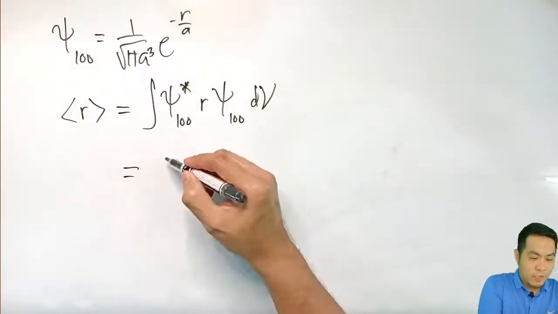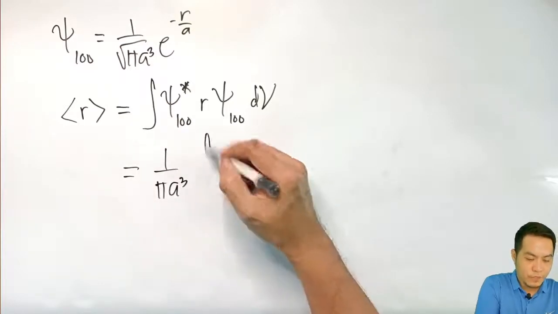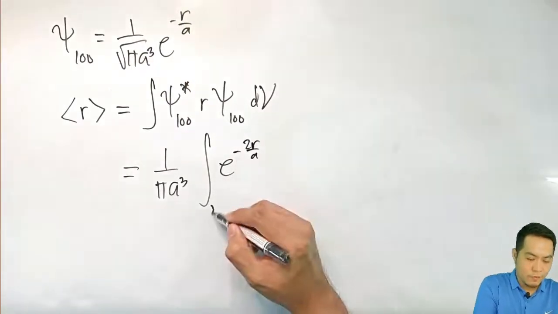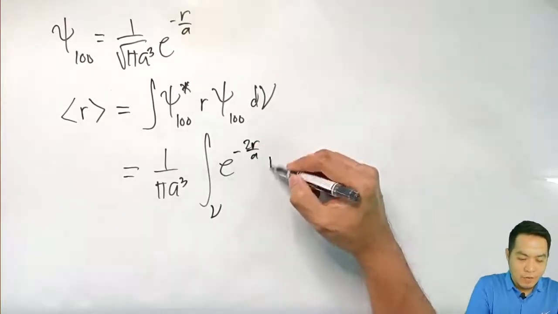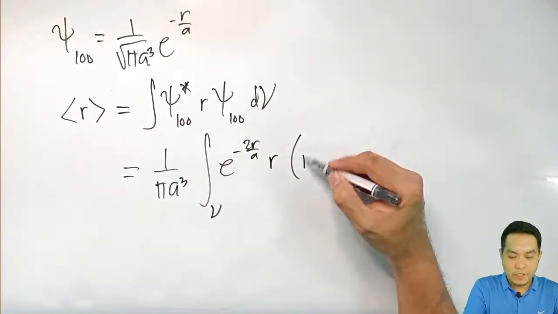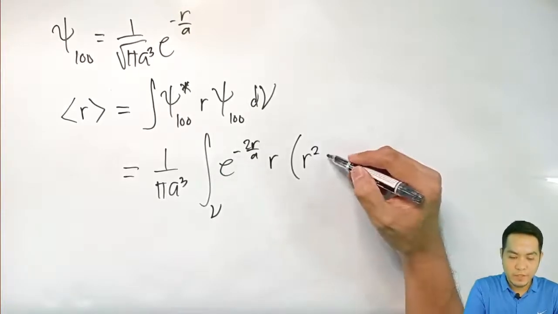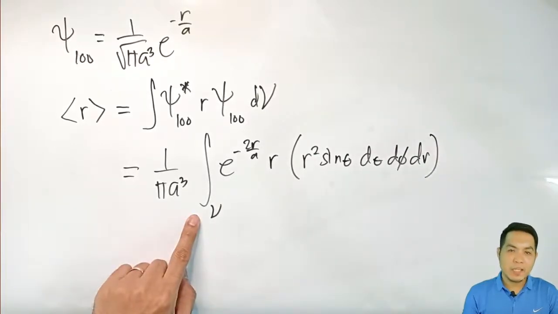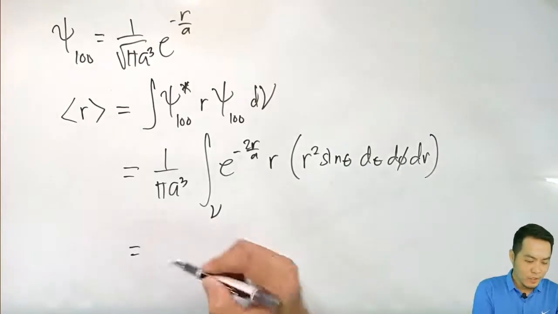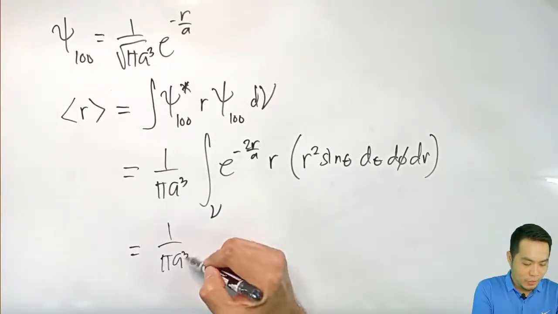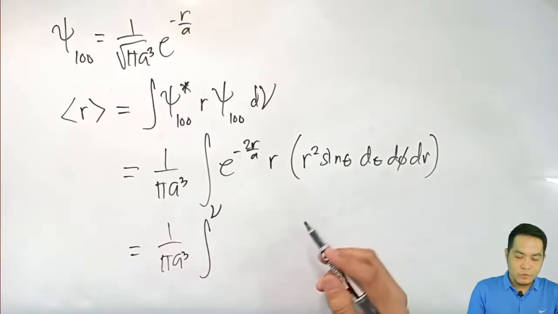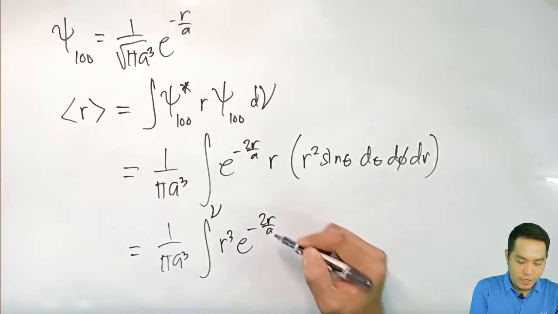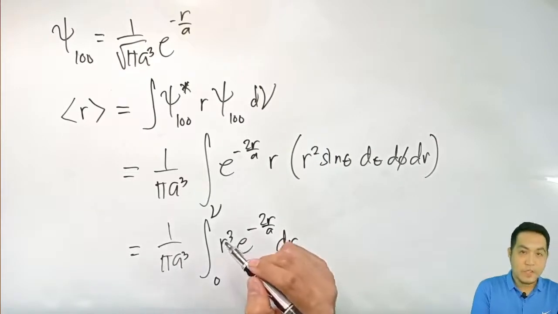So the square of this, you will get 1 over pi a cubed. The integral of the square of e to the negative r over a is e to the negative 2r over a. This is a volume integral, so you have r, and then the differential volume is r squared sine theta d theta d phi dr. So this integral is actually a triple integral. You will have 1 over pi a cubed. Let's group the r parts. You have r squared, so you have r cubed e to the negative 2r over a dr, where r is from 0 to infinity.